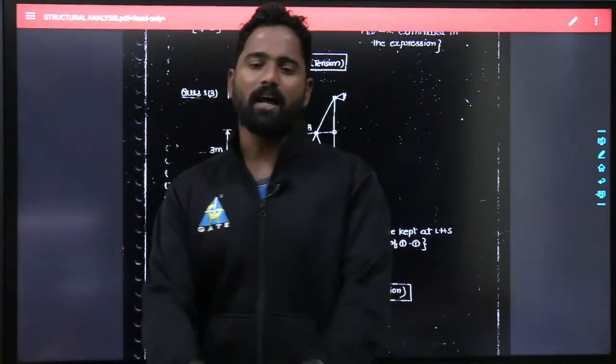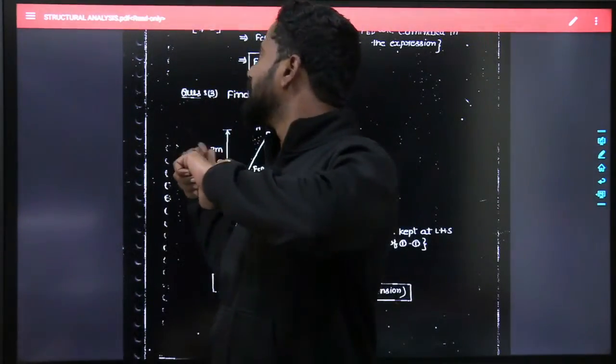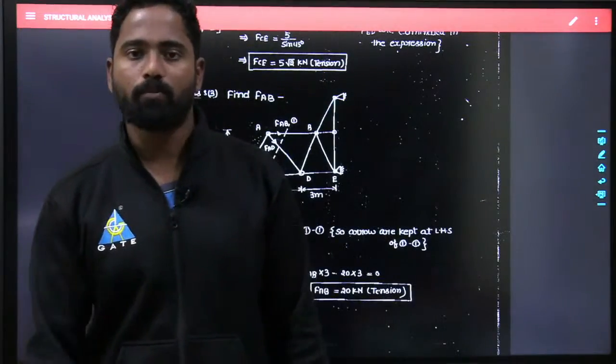Today we will be discussing structural analysis. In the previous class, we discussed the method of sections. This is a continuation of the method of sections. We will see some more problems on how to deal with the method of sections.